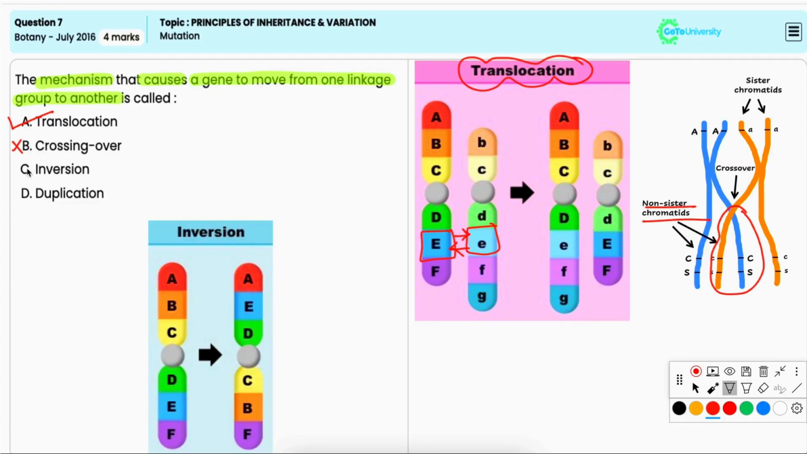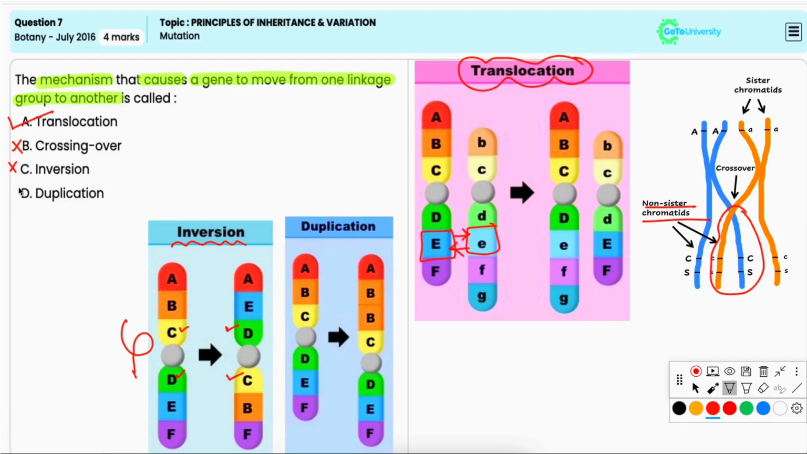Option C, inversion. It is also incorrect because it refers to a chromosomal mutation where a segment of chromosome is reversed in orientation, but it does not cause a gene to move to another linkage group. Option D, duplication. It is also incorrect because it results in the repetition of a segment of a chromosome. So it does not lead to the movement of a gene between linkage groups.